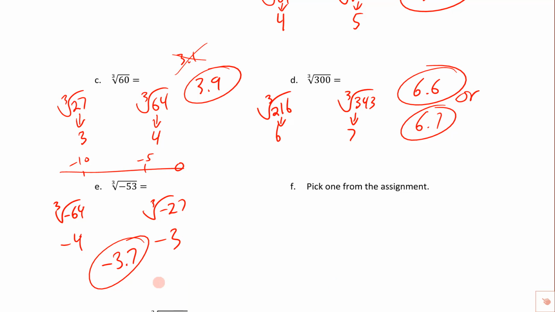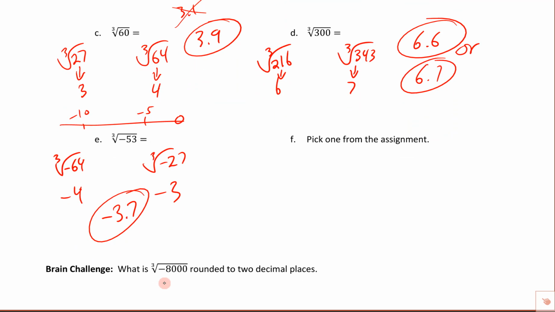Okay, before we pick one from the assignment, I'm going to take a look at this one right here. This is the brain challenge. I'm going to pause for just a second, and you can take a minute and see if you can figure that one out. You might want to notice that there are 3 zeros and that the number 8 is a perfect cube. That's a little hint there.